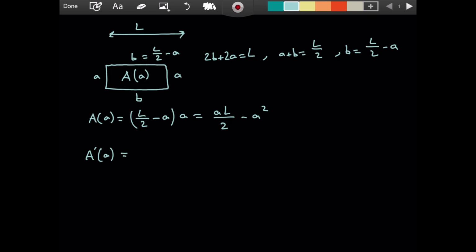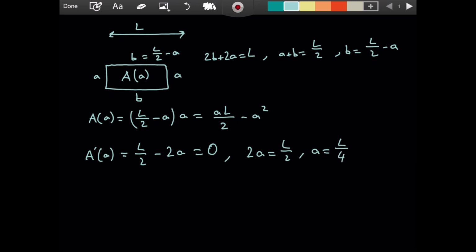This is going to be L over 2 minus 2A. And we want to set this equal to 0 so that we can find an extremum point for the function, which means a minimum or a maximum. And these are local minima and maxima. So this is equal to 0. Then 2A is equal to L over 2, which means that A is equal to L over 4.